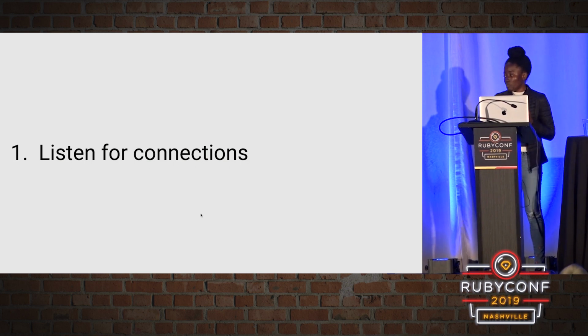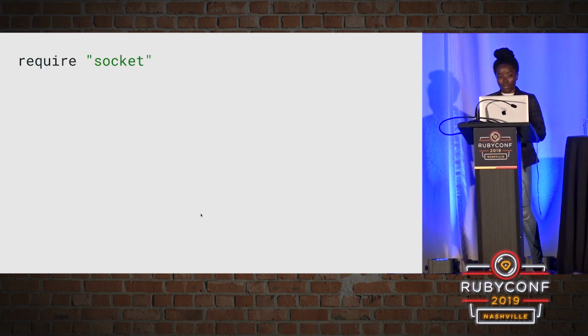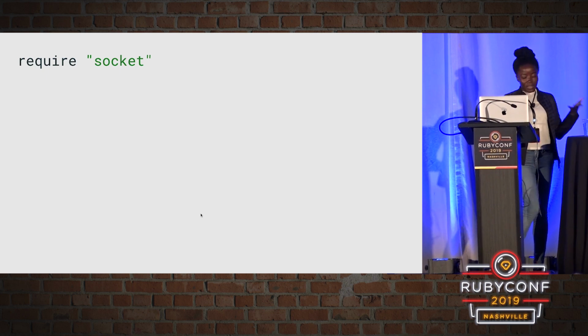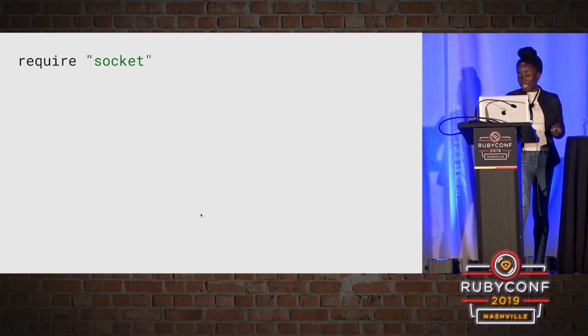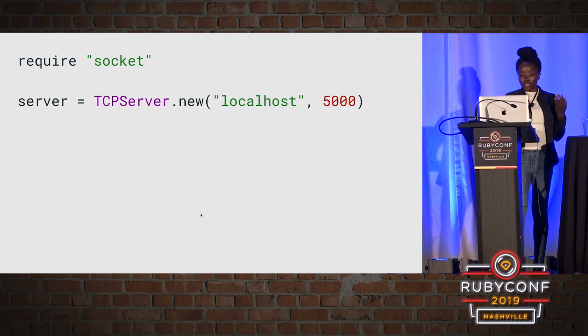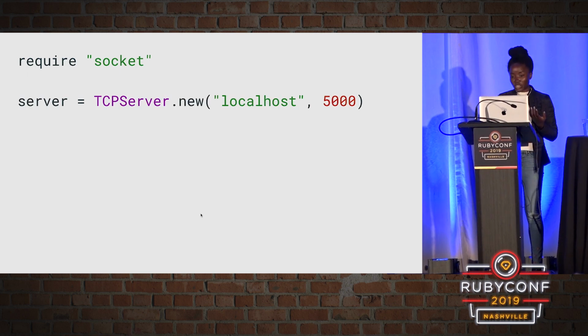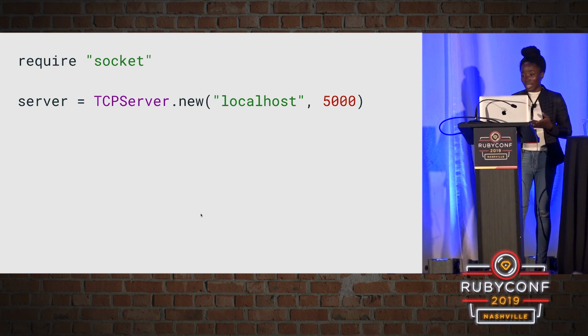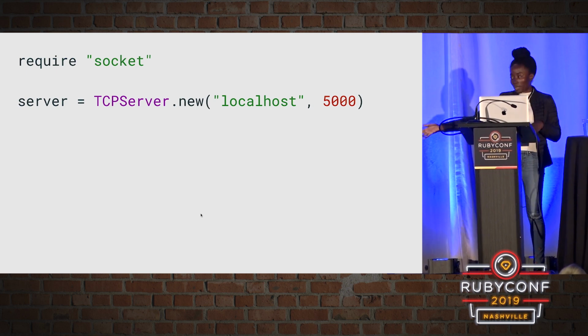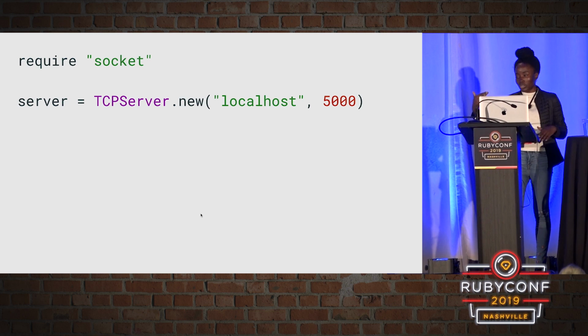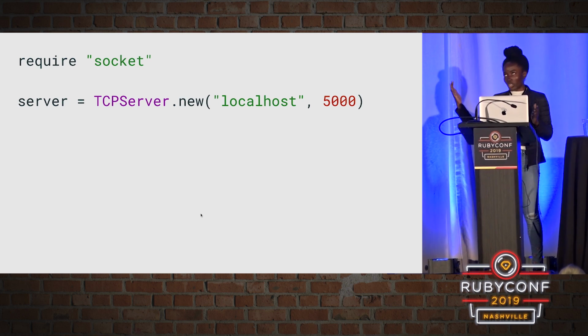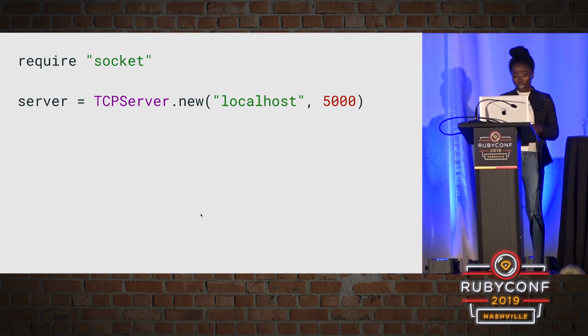To handle the listening for connections bit, here is how we do that. We require socket from the standard library. Then we define our server by initializing the TCPServer class and having it listen for new connections on a TCP port. I've chosen to bind the server to port 5000. You can choose any integer from 1000 and above.